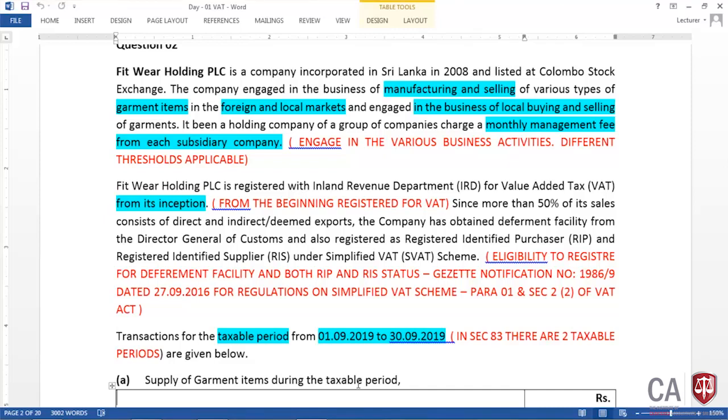Now see, the examiner has given a long paragraph explaining that more than 50% of sales consist of exports and indirect exports. Therefore, the company has registered as RIS and RIP both, as well as under the deferment facility. These regulations come from the simplified VAT gazette notification, para 1 item 7, which very clearly mentions this. The company is in line with that, and under section 2 subsection 2 of the Value Added Tax Act, the deferment facility is very clearly given. Again, if you know these things, it's very easy for you all. I am again highlighting, you should have a solid knowledge of the theory to make a good answer for the application part. Then we will go for the third para.